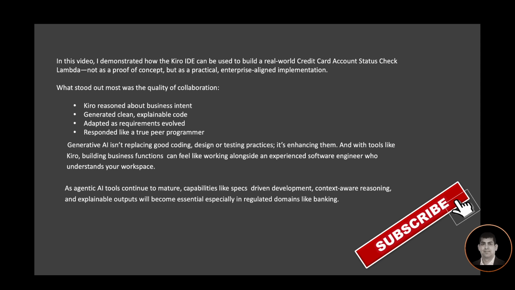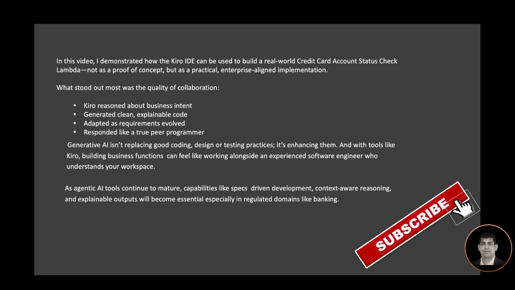So in this video, I demonstrated how the Kiro IDE can be used to build a real-world credit card account status check Lambda, not as a proof of concept, but as a practical enterprise-aligned implementation. What stood out most was the quality of collaboration. Kiro reasons about intent, generates clean code, adapts as requirements evolve, and responds like a true peer programmer. Really a great example that generative AI is not replacing good coding, design, or testing practices, it's enhancing them.